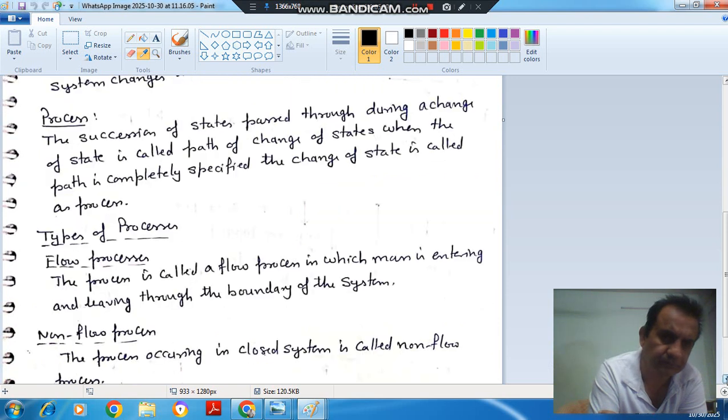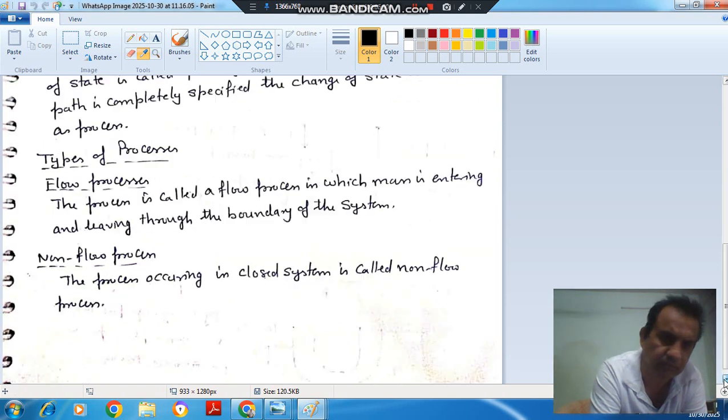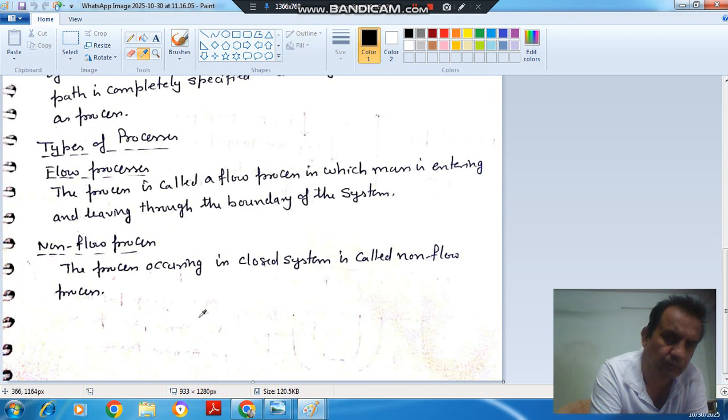Types of processes. There are two types of processes. First is flow process. The process is called a flow process in which mass is entering and leaving through the boundary of the system. So these are flow processes, like in an open system. Non-flow processes are the processes occurring in a closed system, where only energy transfer takes place. So these are non-flow processes.